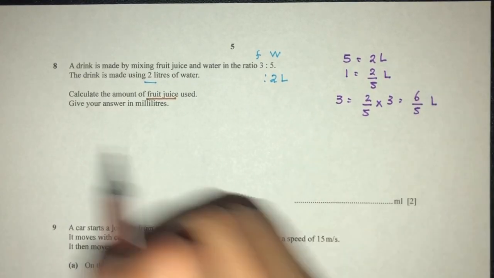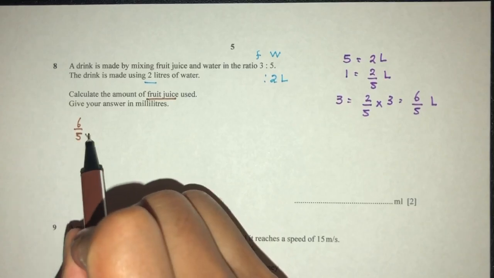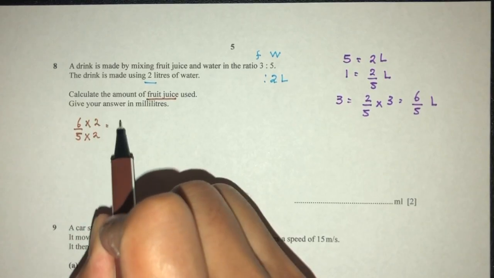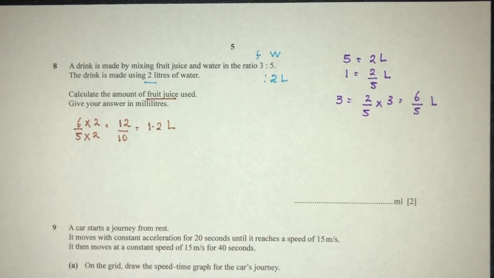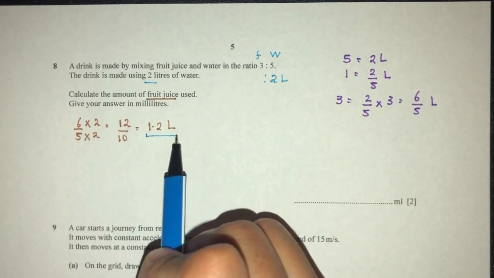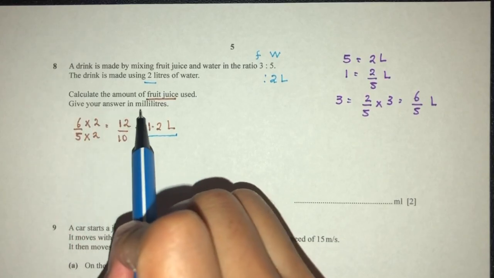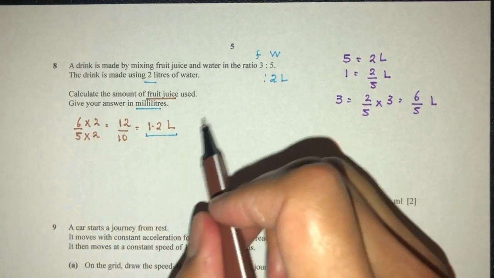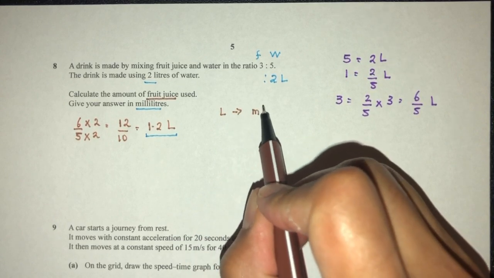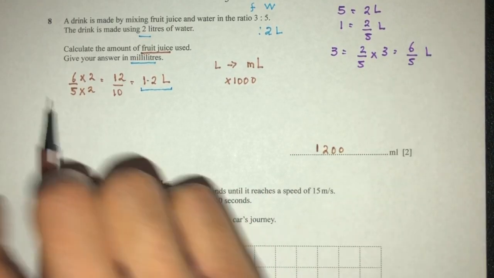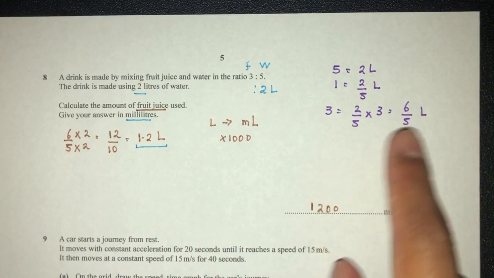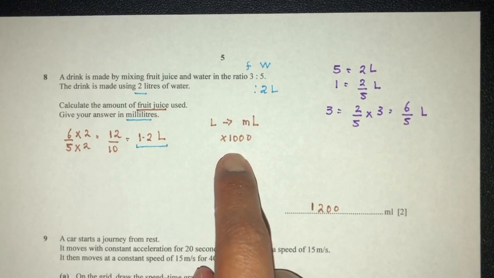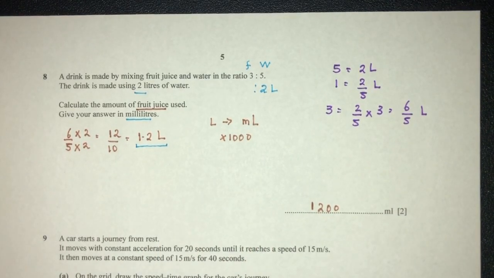Now we can definitely simplify this. How? 6 over 5, we can multiply by 2, that will be 12 over 10. That will be 1.2 liters. So in this drink, we're using 1.2 liters of fruit juice. Now we have to find the value in milliliters. Pretty easy. To change liters to milliliters, we multiply by 1000. That will become 1200 milliliters of juice used. So first, we have to find the amount of juice by using the ratio, and then we can convert that in order to find the amount used in this drink.